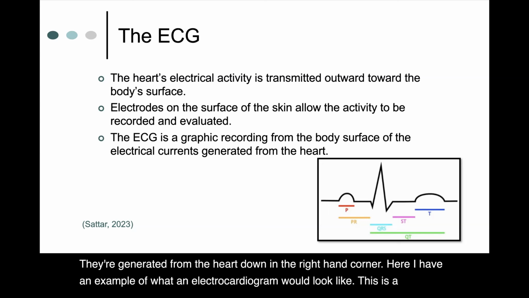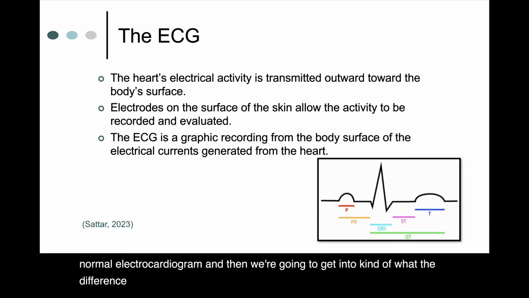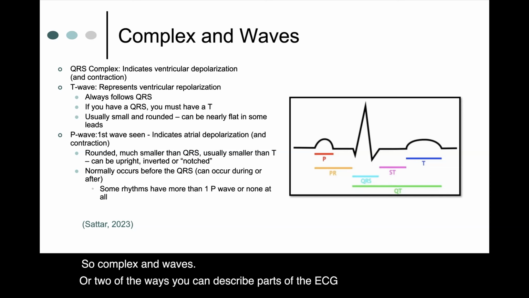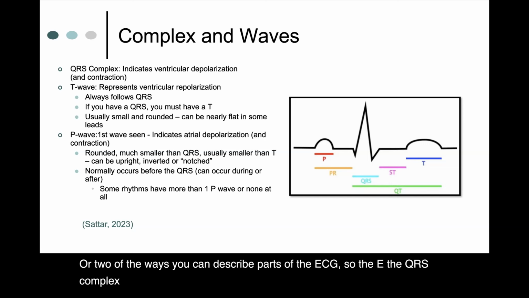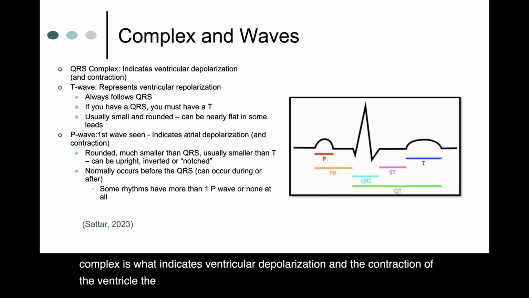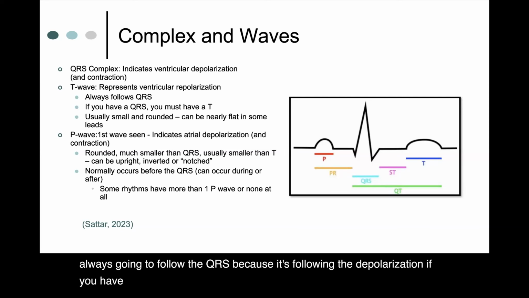This is a pretty normal electrocardiogram. And then we're going to get into what the different sections are. So complex and waves are two of the ways you can describe parts of the ECG. So the QRS complex is what indicates ventricular depolarization and the contraction of the ventricle. The T wave represents ventricular repolarization. So this is always going to follow the QRS because it's following the depolarization. If you have a QRS, you must have a T.